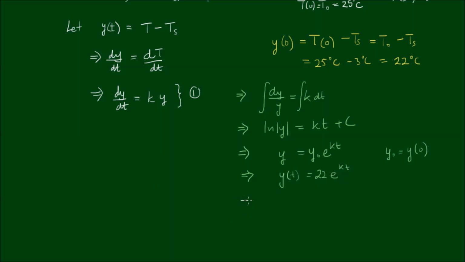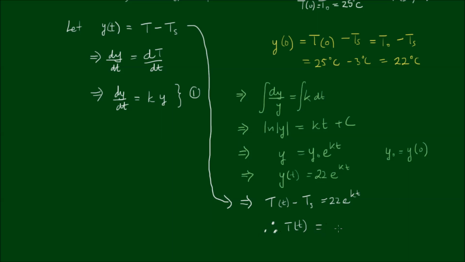Alright, now we will back substitute the expression for y. So we'll bring this expression down here, because y of t is equal to T of t minus Ts, which equals 22 times e to the kt, and therefore big T of little t is equal to Ts plus 22 times e to the kt.